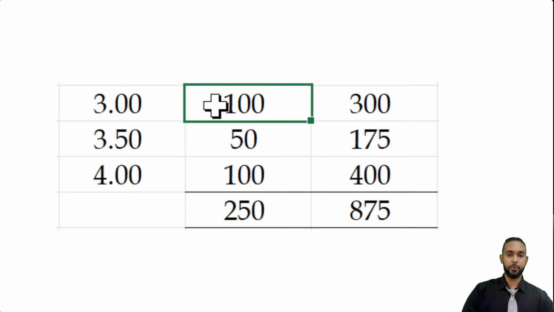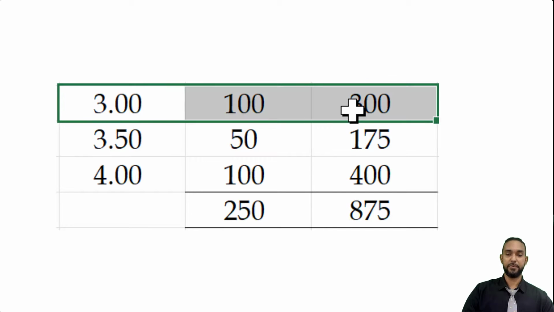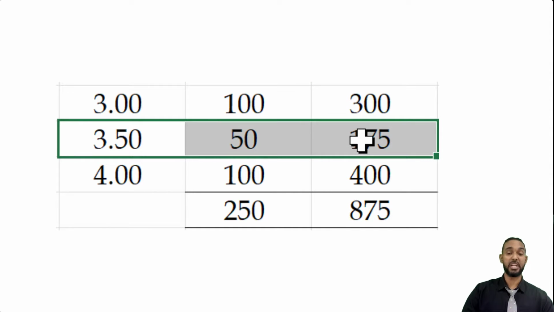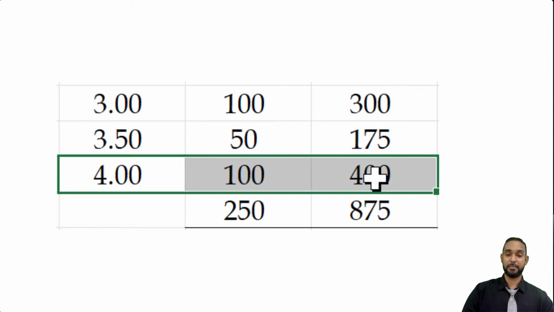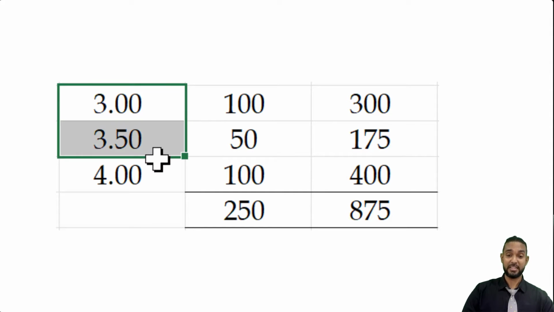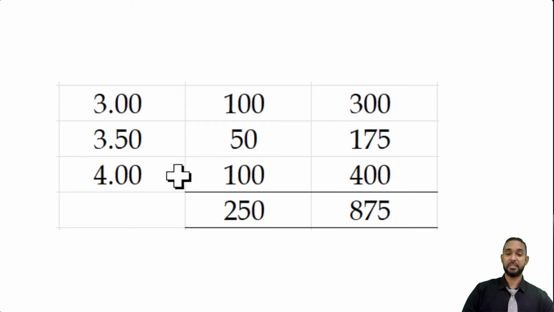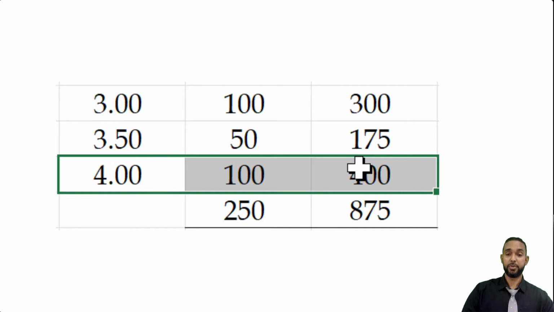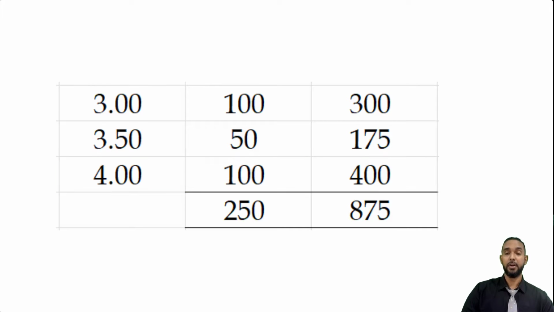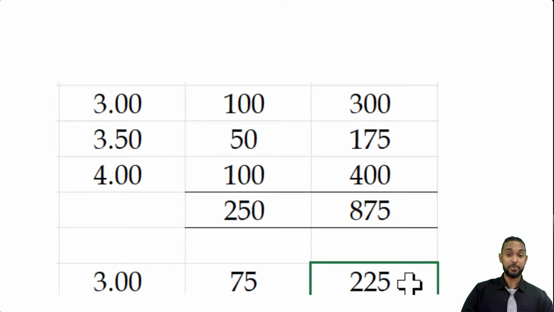However, under FIFO, the reverse happens. We sell from the first batch of stock and go down, which means whatever is left is from the last batch in. And in a period of rising prices, the last batch in is usually the most expensive batch, which means that if we had used FIFO, we would have had 75 units left at $4, which would have given us a valuation of closing inventory of $300. You can double check if you want. And that's higher than $225.